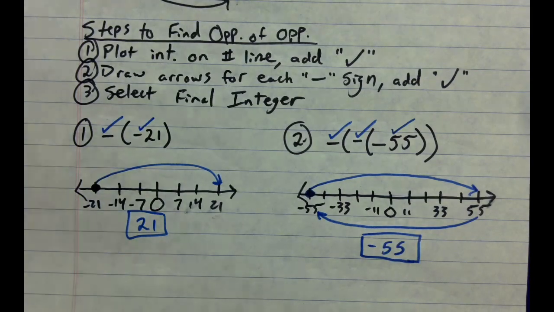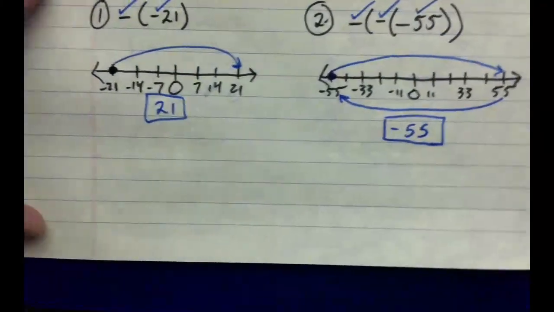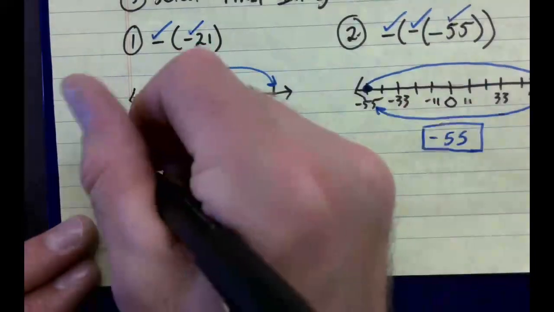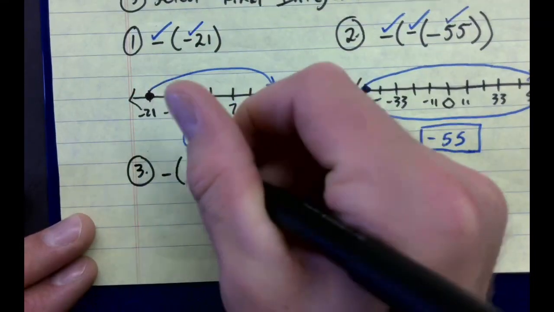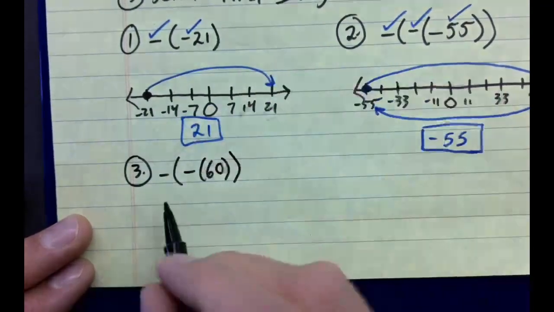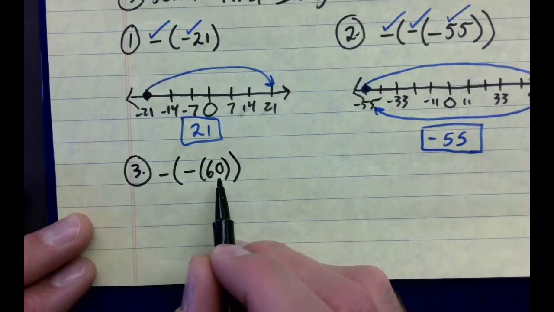That's it. Let's try another one. Number 3 is the opposite of the opposite of the integer 60.